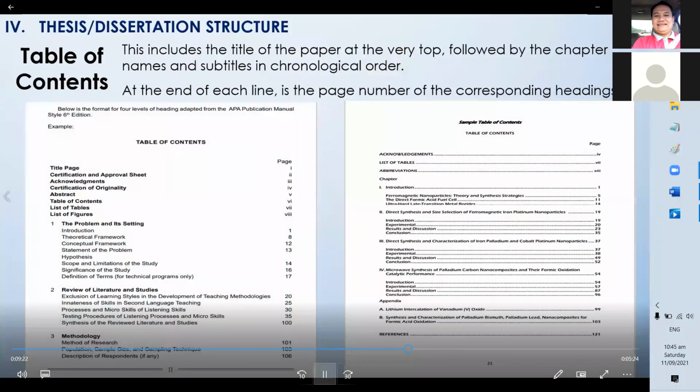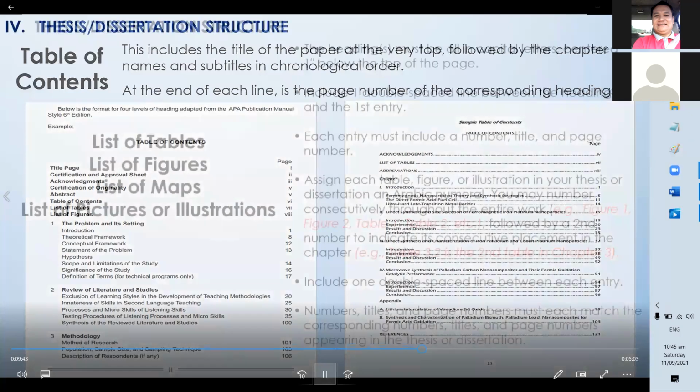The table of contents. This includes the title of the paper at the very top, followed by the chapter names and subtitles in chronological order. At the end of each line is the page number of the corresponding headings. So these two are examples of the table of contents page.